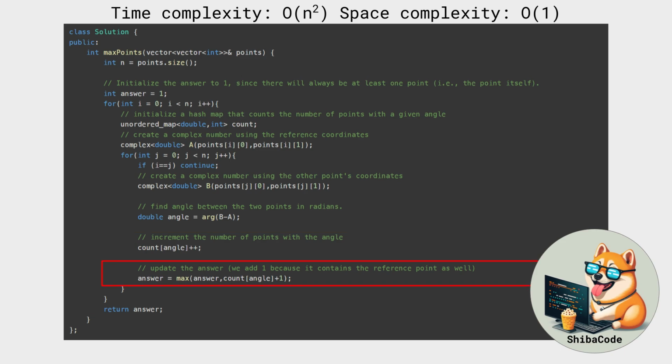Finally, the function updates the answer by taking the maximum of the current count for this angle plus 1 and the current value of the answer. We add 1 here since the reference point is also on the same line. Although the full potential of complex numbers wasn't utilized in this problem, using complex numbers to represent points on the xy plane can be useful when solving problems like this.